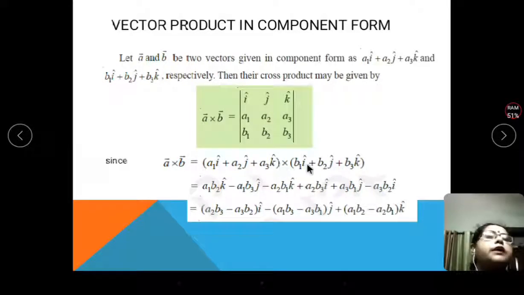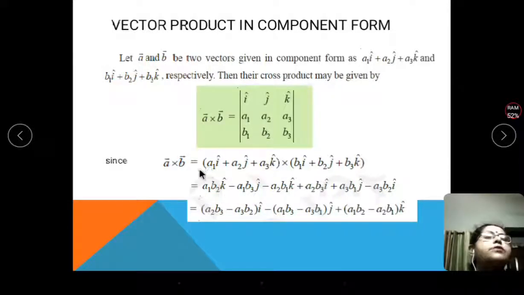The next one, A1i cross B2j. So we will get A1 B2 i cross j. And what is i cross j? If you again remember from the observations we have seen, i cross j is equal to k. So the term we now get after the multiplication is A1 B2 k, because i cross j is k.